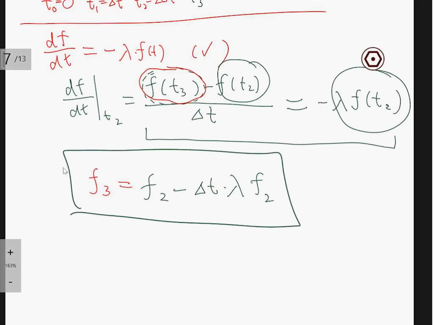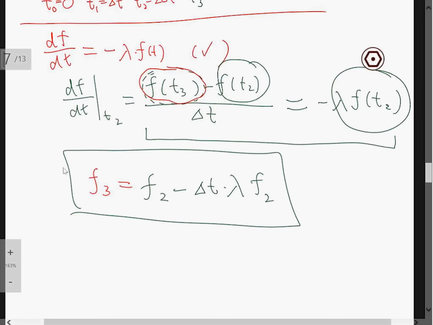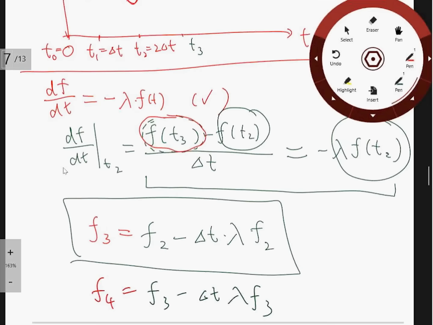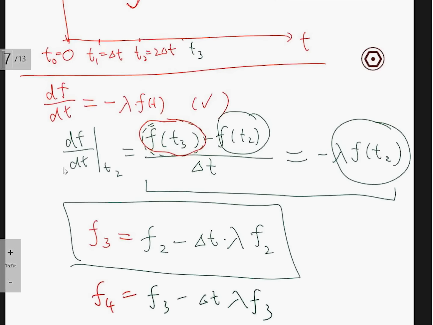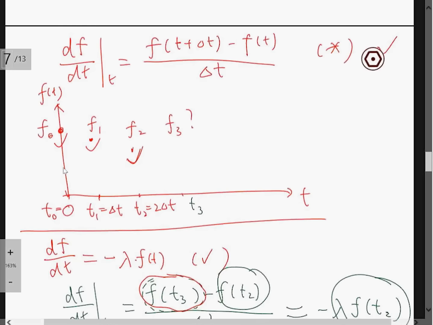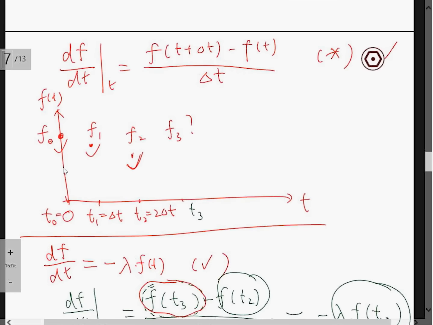Now, what do I do when I have F3 and I want to compute F4? Same thing, right? It's kind of recursive, because my F4 is now equal to F3 minus delta T lambda F3, and I just keep going on. The only thing I need is to plug the derivative approximation into the differential equation.